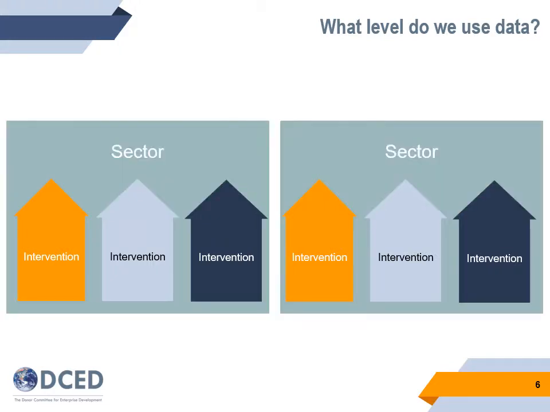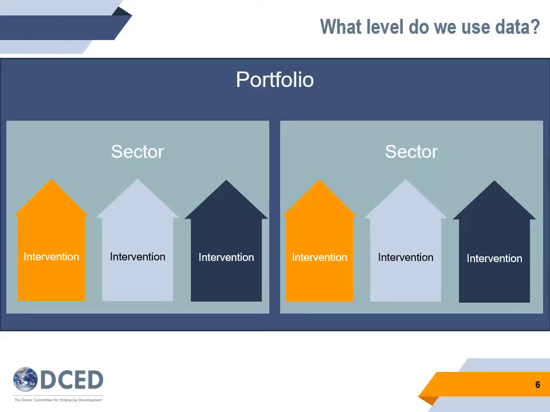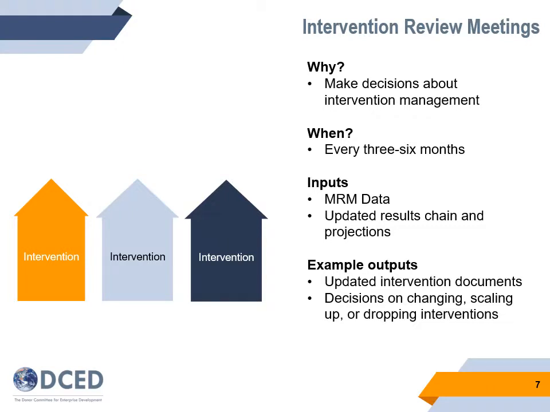These are often grouped into sectors, and a sector might be a commodity or a value chain, like garments, vegetables, or forestry. And finally, a portfolio is made up of several sectors, and this is your overall program. So we can talk about learning and decision making at the intervention level, at the sector level, or at the portfolio level. So let's start at the intervention level. This is where you spend most of your time. This is the key to day-to-day work, setting up interventions which work with partners to achieve specific results.